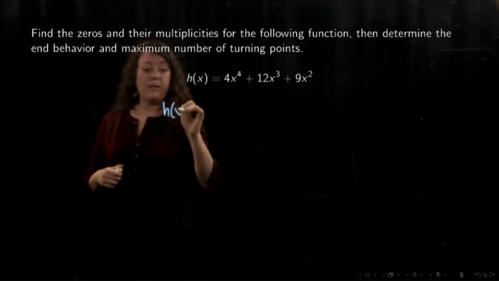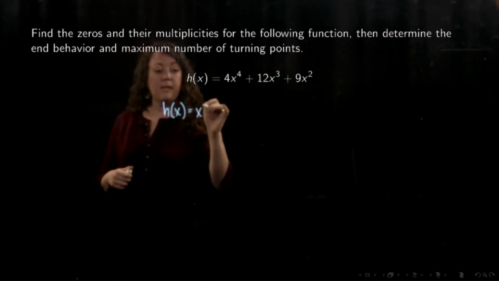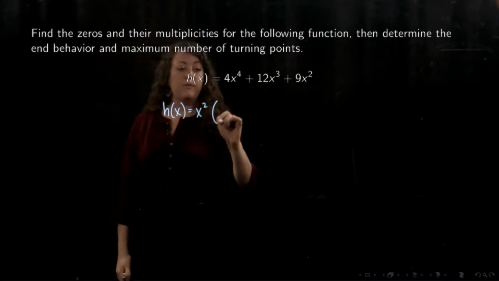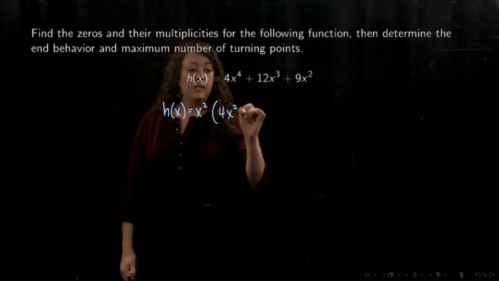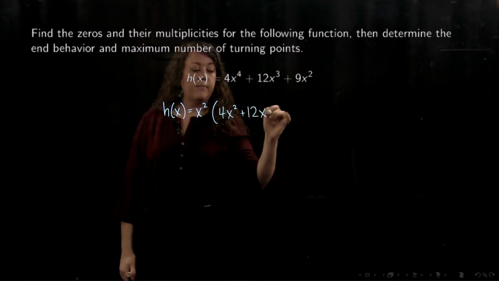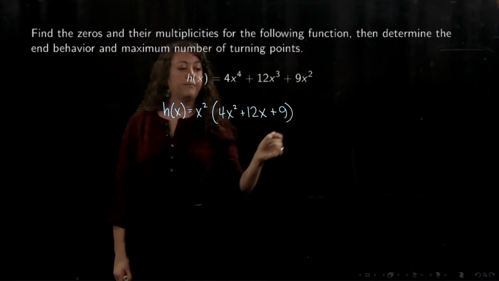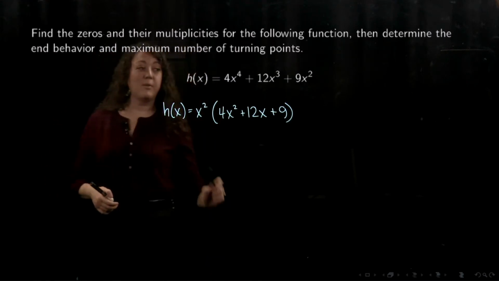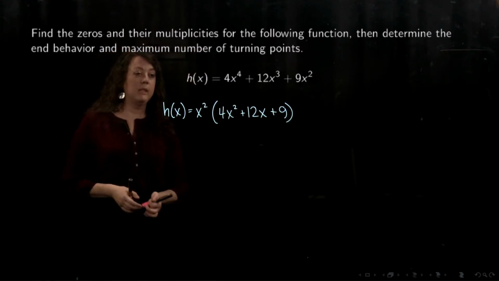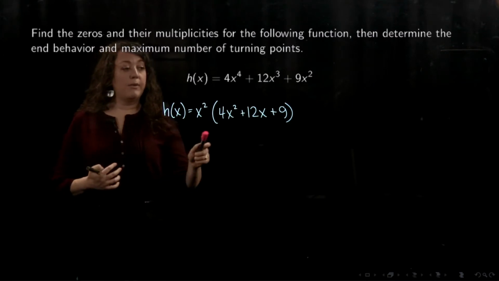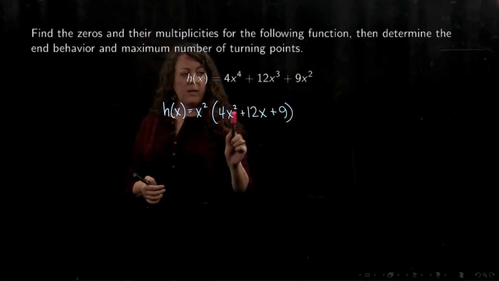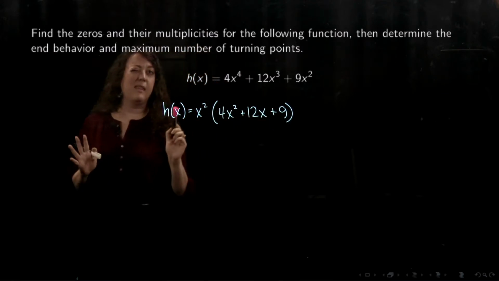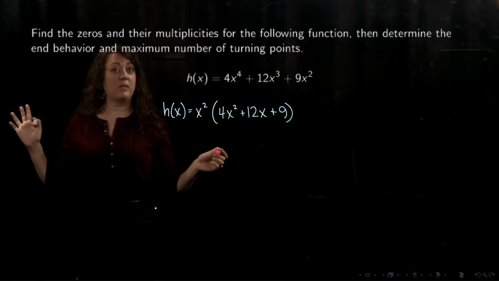So I'm going to take out the x squared because I have at least 2 x's in each of those terms. That's going to leave behind 4x squared plus 12x plus 9. The follow-up question is always going to be, does the stuff inside parentheses factor again? Well, what I noticed when I wrote this out was that 4 is a perfect square and 9 is a perfect square, so that made me think maybe that whole thing is a perfect square.